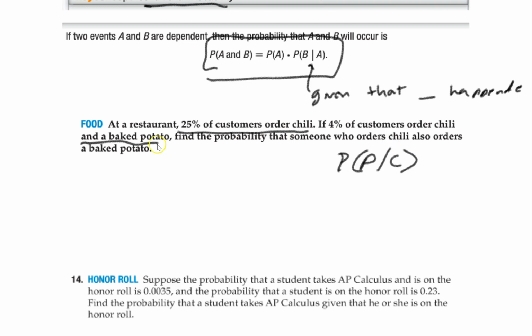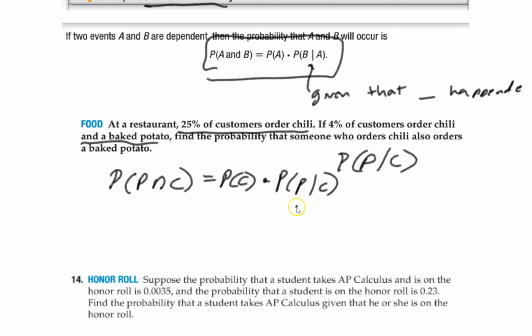So we're going to use the formula, which is probability of the intersection, potato and chili, equals probability of the second one, the given that, which in this case is chili, times what we're looking for, probability of baked potato given chili. So this is what we're looking for. I'll put an X right there because we want that.